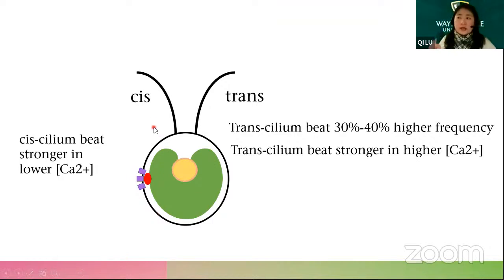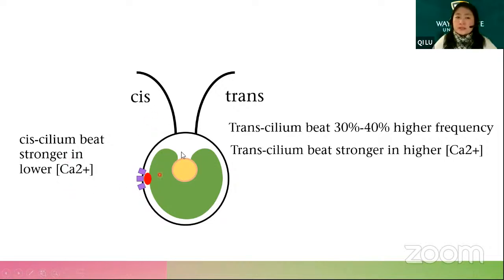And this green algae has two cilia, and depending on the relative location compared to the eye spot, one cilium is called cis, another cilium is called trans. There's a little difference between these two cilia. The trans cilium is a bit stronger. It's much stronger, and with higher frequency than the cis.